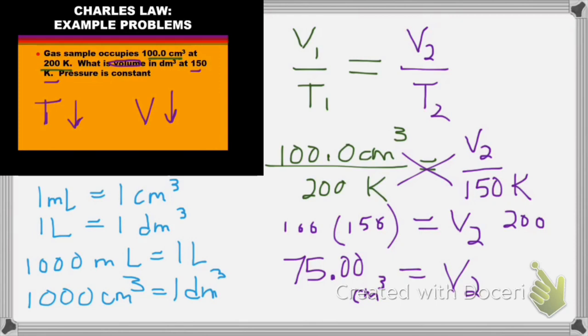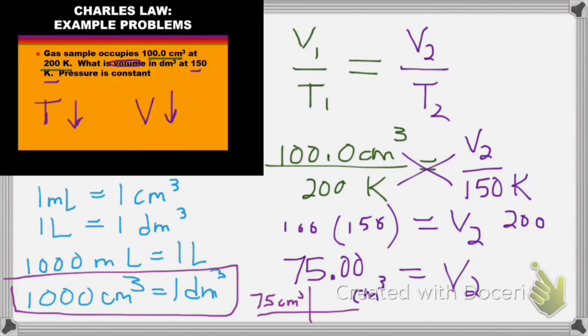So if we're going to take our 75 centimeters cubed and we want to put that in decimeters cubed, we're going to use this equality to help us out. So we'd have our 75 centimeters cubed, and we'd have 1 decimeter cubed over 1,000, and we would find that we would get 0.075 decimeters cubed as our final answer.